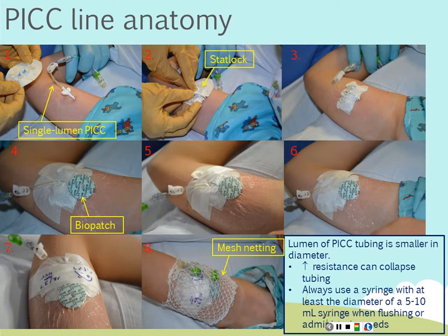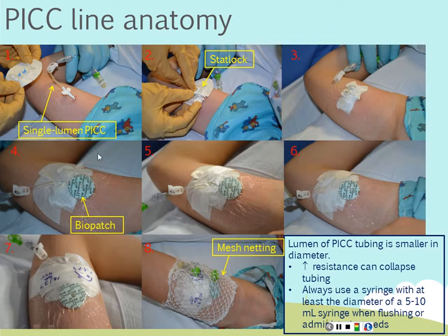With this, it's important to look at how your PICC line is placed, how many lumens it has, and what the site looks like, and things like that. So just walking through the pictures, this is a single lumen peripherally inserted central catheter, or PICC line, into the right arm.